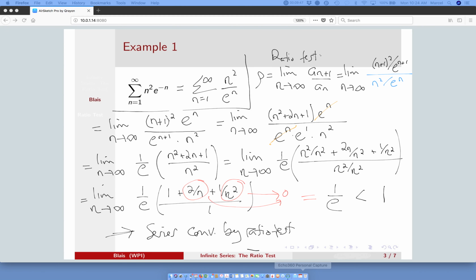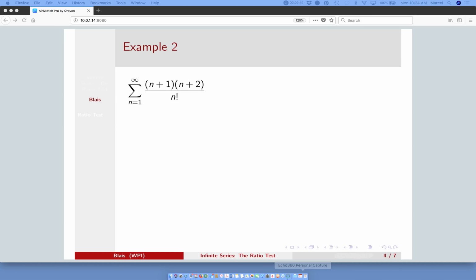Let's do another one. Now this is something that we haven't had much experience with yet, this idea of factorials. And factorials grow really quickly. So let's take a look at how we handle this. And remember, with any series of positive terms, the question is, are the terms racing to zero fast enough so that the sum is finite?